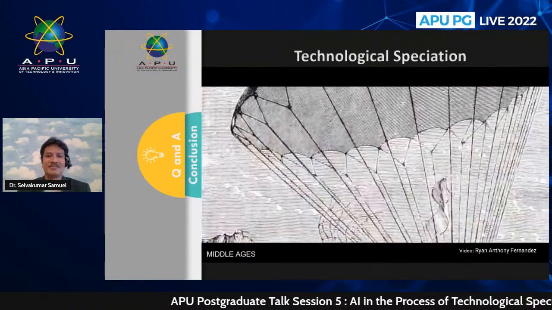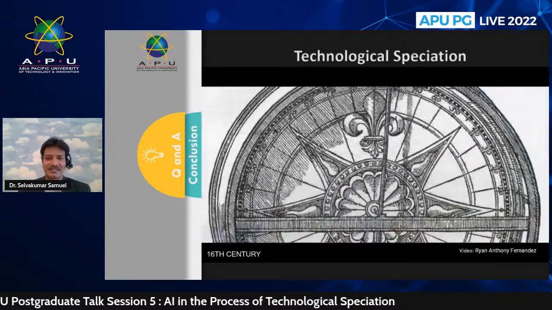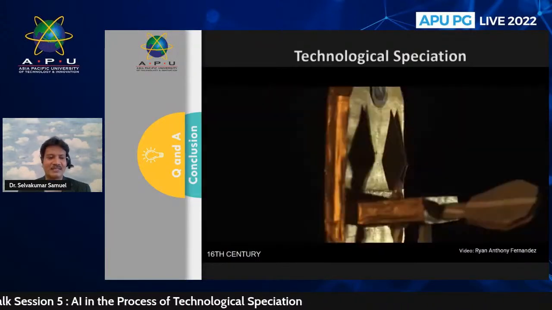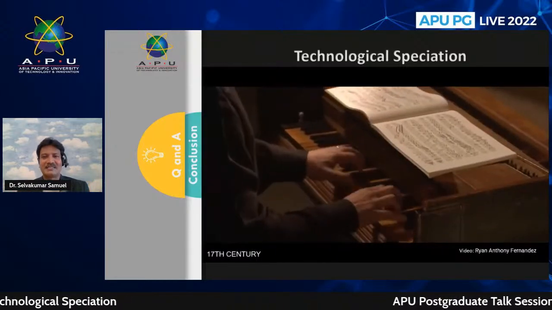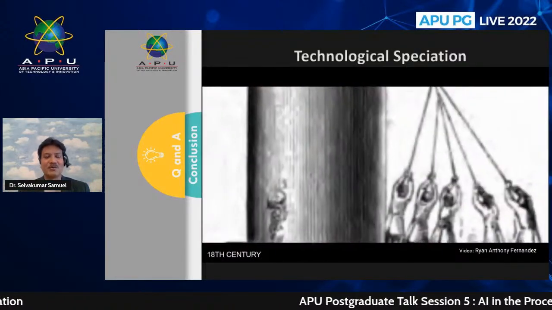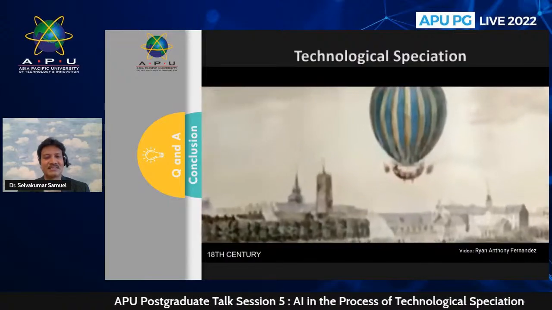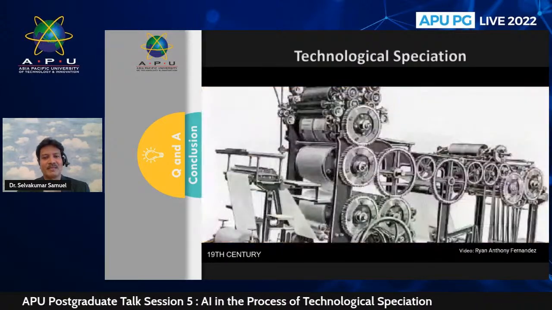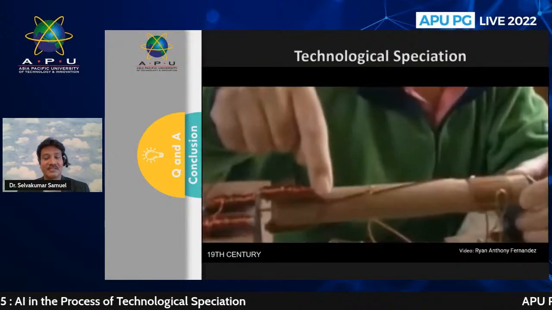But technological species, that is our idea. Let's watch this video. Actually, it has a sound, but I don't want to play the sound. So this video summarizes various technology species, how they evolved from a few centuries ago until the 20th, 21st century.